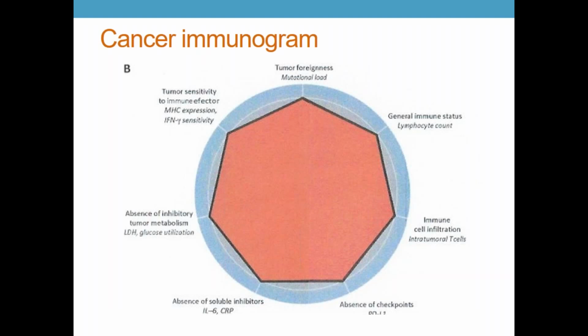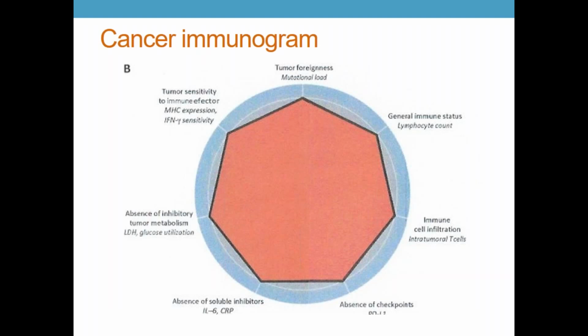Moving down to the 5 o'clock position, you need absence of these inhibitory checkpoints, and that later on we'll get into a discussion of when we discuss PD1 and PD-L1. Over to about the 7 o'clock position, you want to get rid of those soluble inhibitors, those different cytokines that can attract these inhibitory cells.